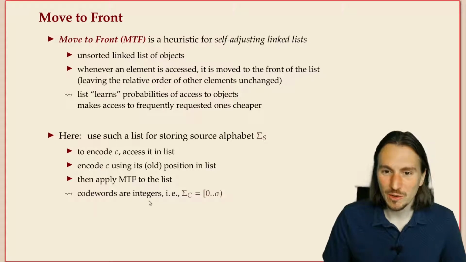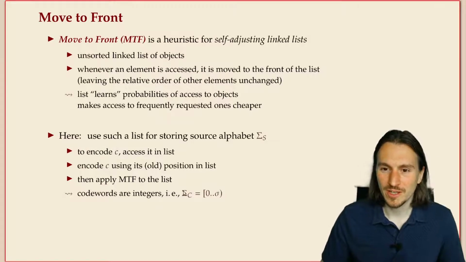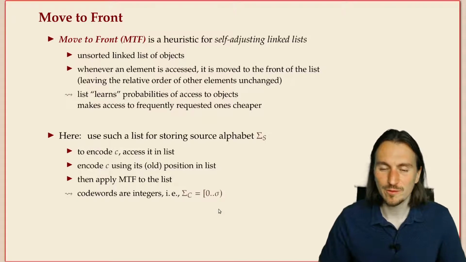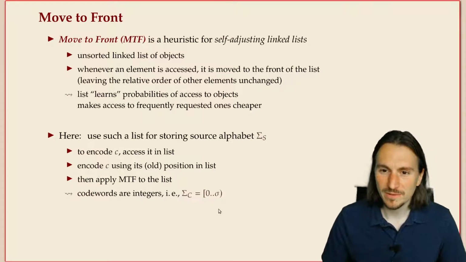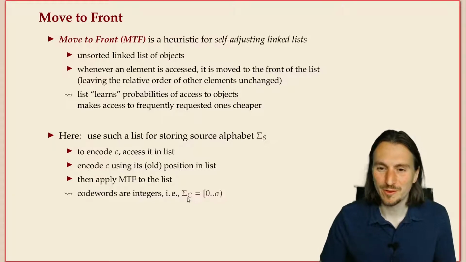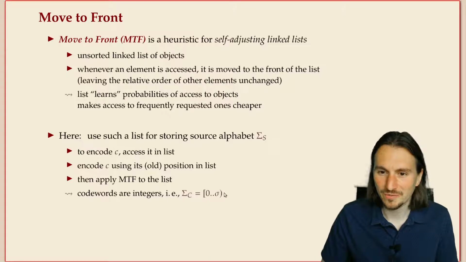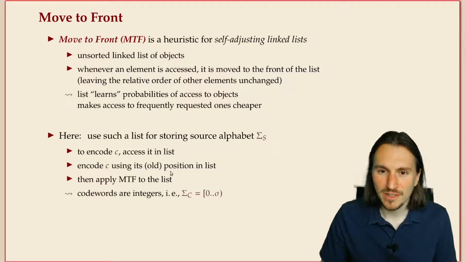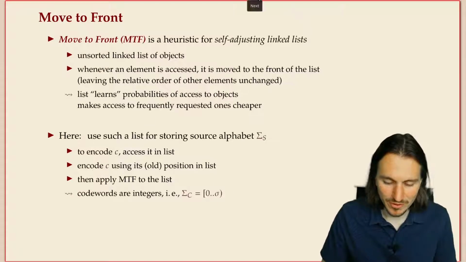So that means our code words now are integers from the same range as the alphabet is big. That's different from many of the other methods we've had. It's not a binary alphabet, but a much bigger one. And maybe if you think about this, maybe we'll do an example first.